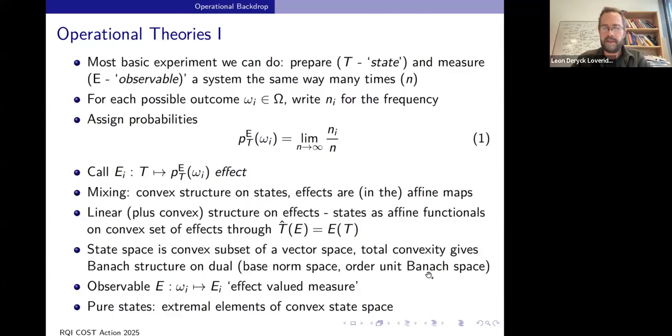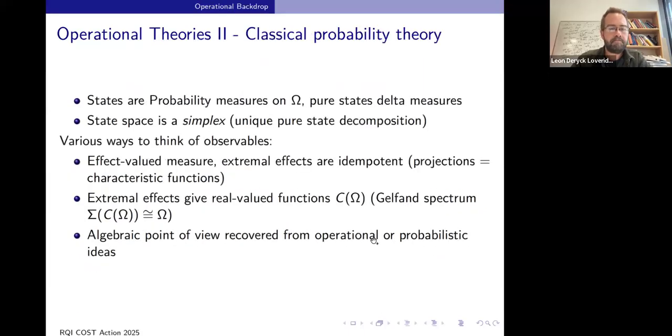I'm not sure exactly everybody's background, whether they're mathematicians or physicists. But actually, if one has something a little bit extra called total convexity on the state space, one gets these nice structures called base norm spaces and order unit Banach spaces, which already gets us some way towards the quantum mechanical situation, but not all the way. So we could then call an observable an effect-valued measure. So it just eats an outcome and gives us one of these affine functionals. And as usual, we think of pure states as being the extremal elements of the convex space of all states and so on.